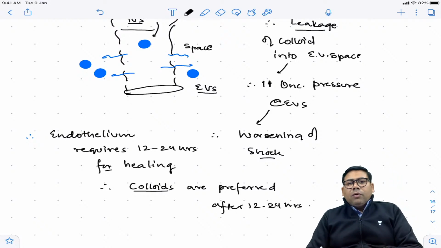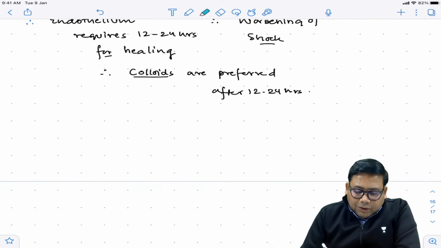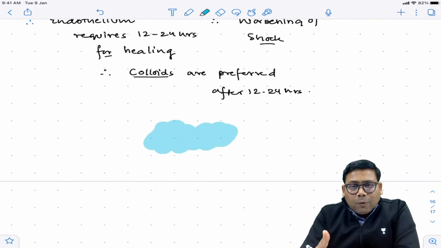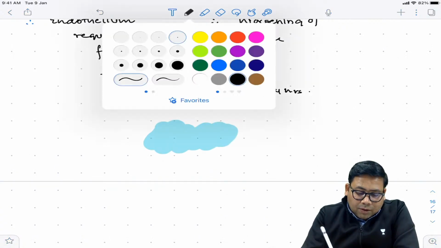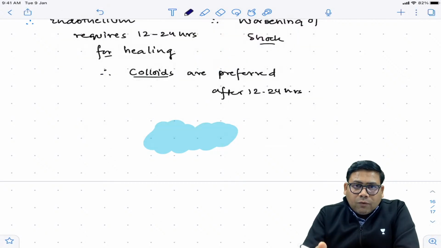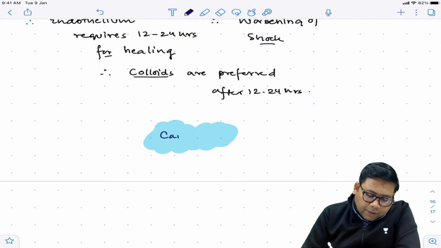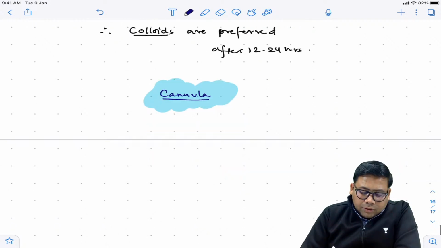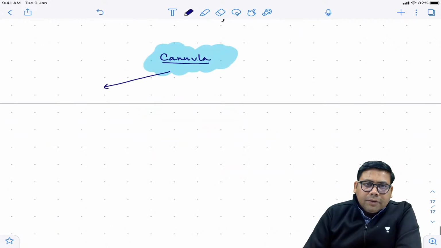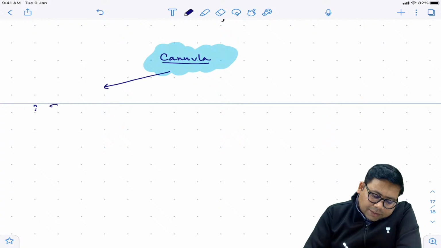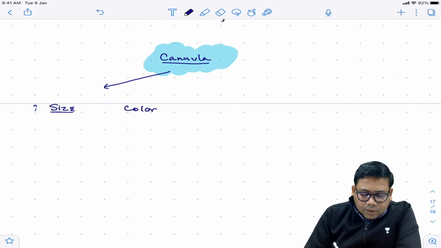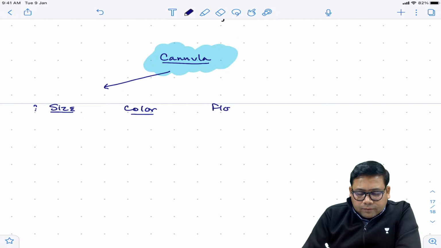Students, last but not least, when we talk about the fluid, the next thing, and the most important thing, is cannulas. So what is the cannula of choice? What cannula do we use? They are all very important. So when we talk about the cannula, there are 2-3 things that we need to understand. What is the size? What is the color? What is the flow rate? And what is their use? So all these things are very important.